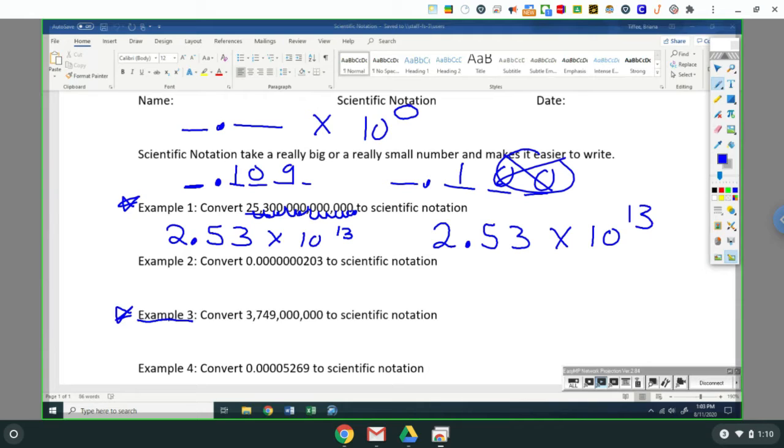Okay, so example 3. My significant digits are 3, 7, 4, 9. So my number will be 3.749 times 10 to the exponent, which I don't know. But I need to get my decimal in between the 3 and the 7. My decimal is in the very back because it's a whole number. So I'm going to go 1, 2, 3, 4, 5, 6, 7, 8, 9. I moved it 9 times, so my exponent will be 9. That's how you change a really, really big number to scientific notation.